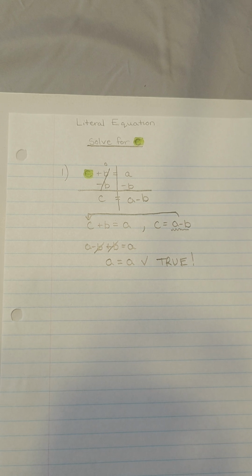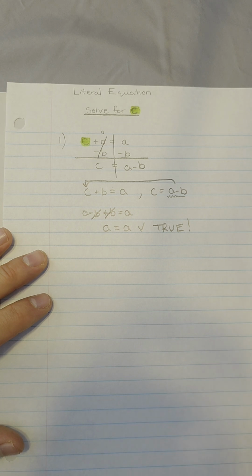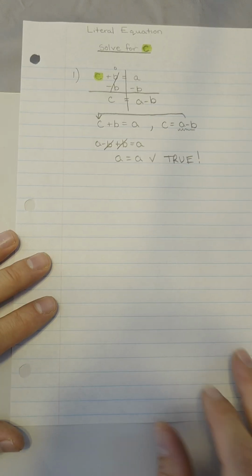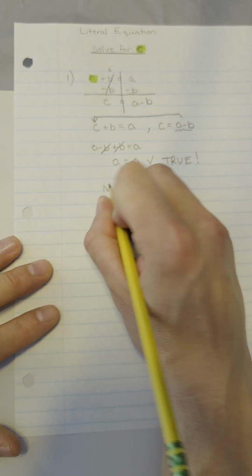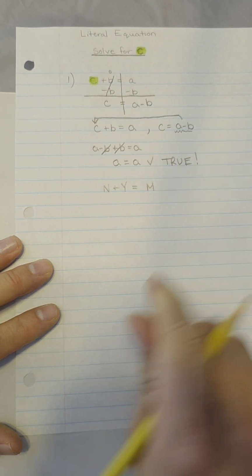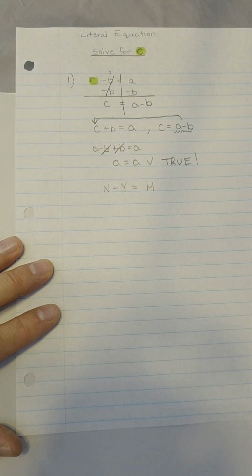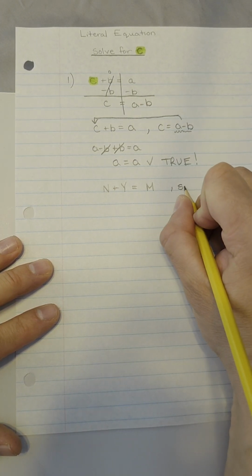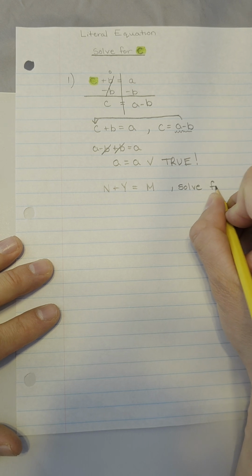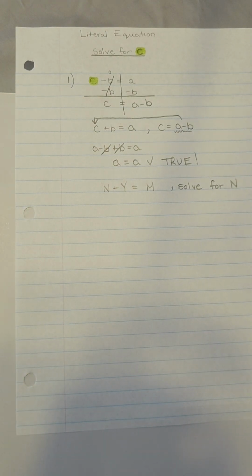So thank you. And I'm going to go ahead and give you an equation so you could try this on your own. I'm a huge sports person, so this one's going to be dedicated to the New York Mets. So if you could go ahead, try giving this one a shot. This one is N plus Y equals M. So I kind of made this as New York Mets right there. So go ahead and solve for N. Go ahead and put your solution in the comments below.